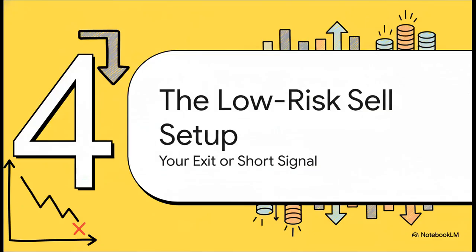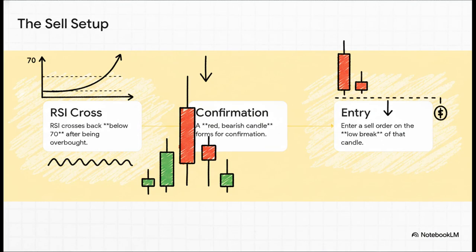Okay, let's flip this around and look at the other side of the coin. The logic is exactly the same, it's just inverted for a low-risk sell or a short-selling setup. And you can see how perfectly this mirrors the buy setup. First, we wait for the RSI to go above 70, and then we wait for it to cross back below it. Second, we're looking for that confirmation, but this time it's a solid red, bearish candle, showing the price move down. And finally, our sell order goes in just below the low of that confirmation candle. Same logic, just upside down.